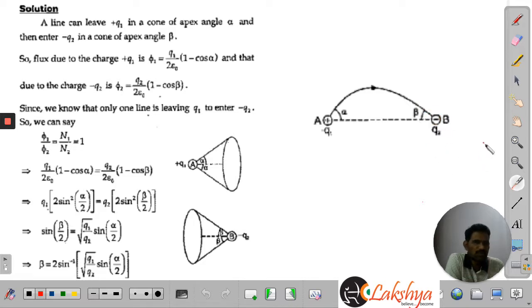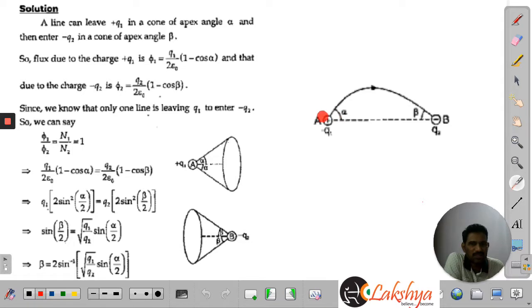Now here many lines will be there, not only this single line. This is one of the lines they are giving. So if a line is starting at an angle alpha, at what angle it will terminate at this charge q2, they are asking. That is the question here. As we know, many lines will start from this q1 and many lines will end on this q2. So if one line is starting at an angle, at what angle it will end at the charge q2, they are asking.